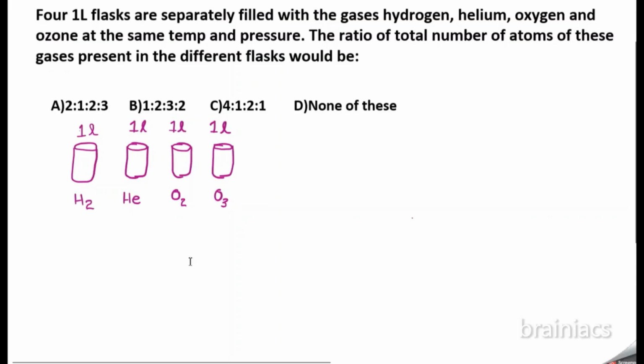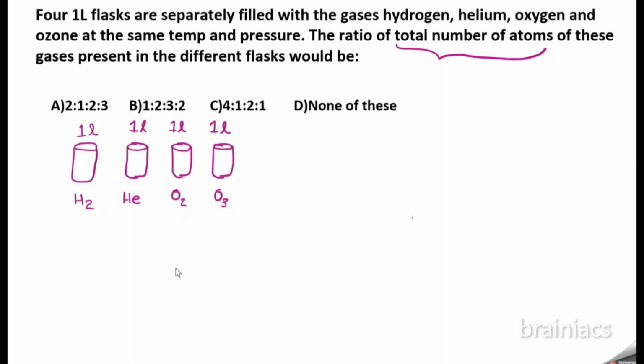Four 1 liter flasks are separately filled with gases, hydrogen, helium, oxygen, and ozone at the same temperature and pressure. The ratio of the total number of atoms of these gases present in the different flasks would be? So it is a good question, and they are asking what the ratio of the total number of atoms is. This is very important.